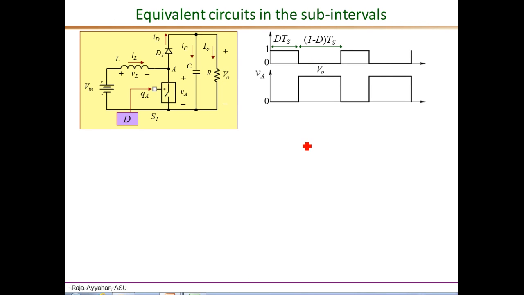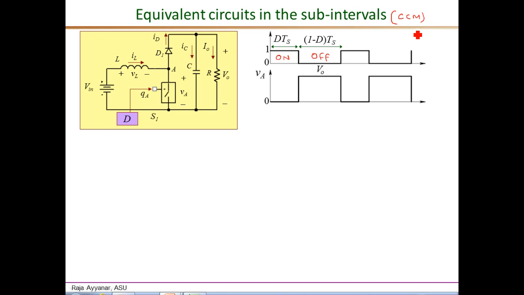The two distinct intervals of operation for a boost converter are shown here. The first is this DTS period when the switch S1 is on. So I'll call this the on interval. And the second one of duration 1 minus D times TS is when the switch S1 is off. So I'll call this the off interval. Now I should also qualify this by saying that these are the two distinct intervals in the CCM mode of operation.